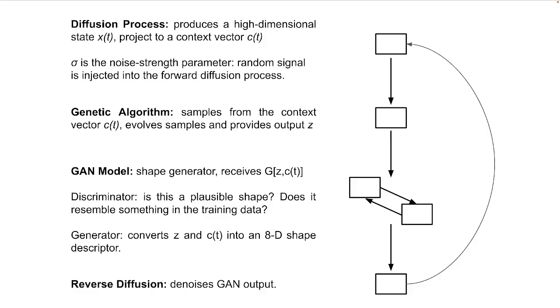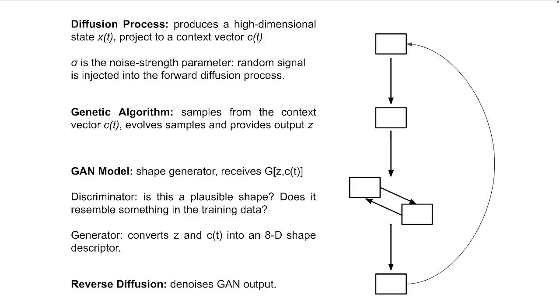So let's walk through this a little bit more. The diffusion process produces a high dimensional state xt. It projects to a context vector ct. Sigma is the noise strength parameter. So a random signal is injected into the forward diffusion process, and this is if we're using a diffusion process. If we're using a reservoir network, we end up with our function by going through this reservoir network, where we're sampling from the reservoir network. So a little bit different process there.